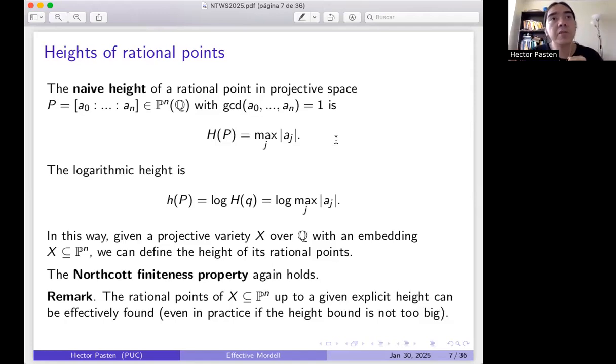And this is connected to effectivity, because if you have a finite set of rational points that you want to determine, and you're given a bound for the height of this finite set of rational points, then you can just go checking up to the given bound for the height. You don't need to go on checking forever. You just have something that stops when you reach the bound for the height. And this is what's going to be connected to effectivity questions.